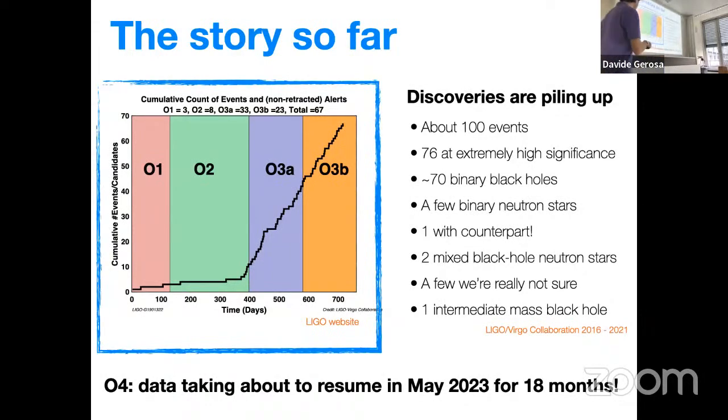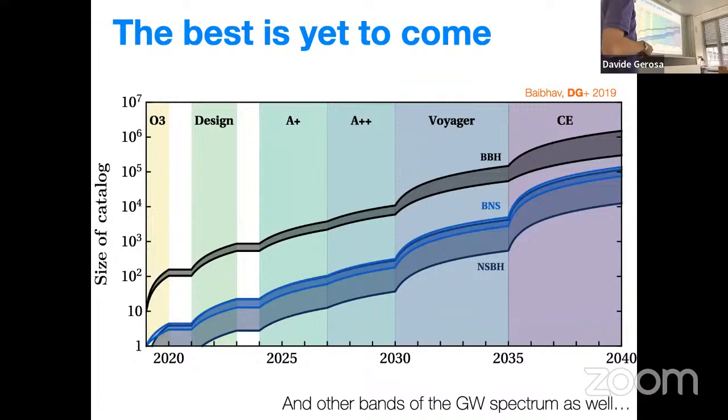So the fourth observing run of the detector is about to start. They say May 14, 2023. I think it's the latest. And they're going to take 18 months of data straight, meaning that the number of detections will go up to 200, 300, 400 or so in a year. So that's the typical timescale we are talking about. And I would say the best is yet to come.